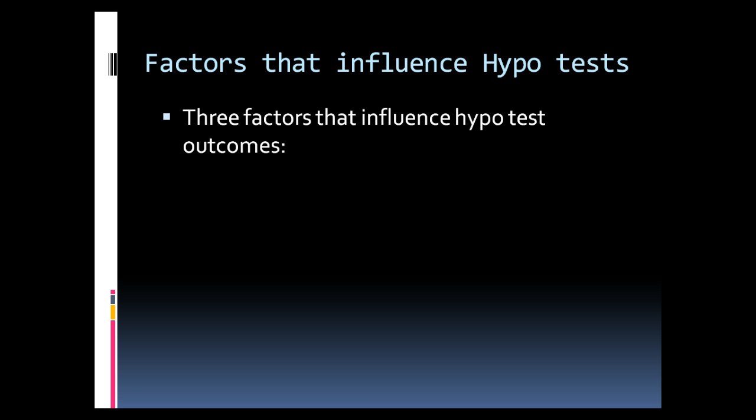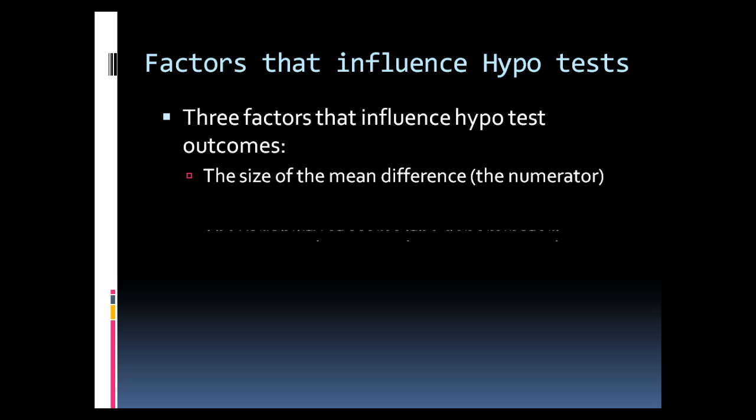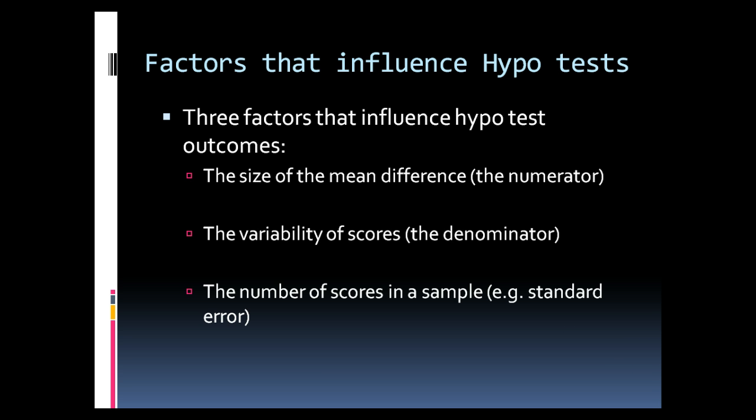So what are the factors that influence hypothesis test outcomes? Well, the size of the mean difference, obviously, because that's the numerator in your equation. So z equals M minus mu over standard error, and that's the numerator. The variability of scores, the denominator, which is the standard error, because those go into the equation. And the number of scores in the sample, because that's how standard error is calculated, as a function of standard deviation over square root of n.